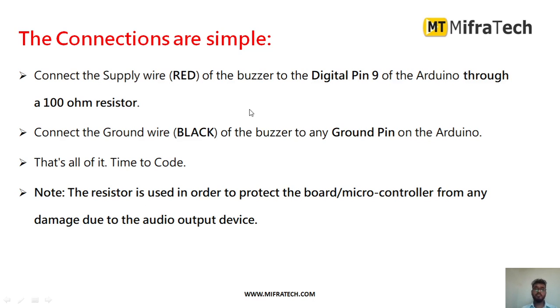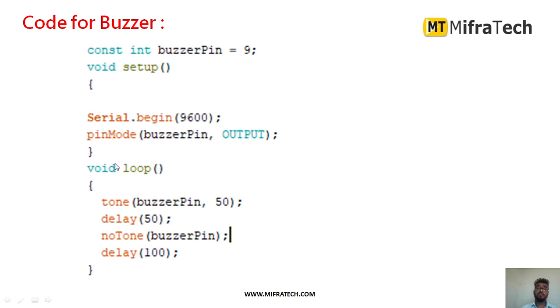So connection is simple, as I told. So digital pin of Arduino, like pin number 9 of Arduino Uno, I have connected to the positive pin of the buzzer through one resistor, and ground have connected to ground of Arduino Uno. So this is the simple code here. So buzzer I have connected to pin number 9, so I have to define it earlier itself. So constant buzzer pin I have taken as 9.